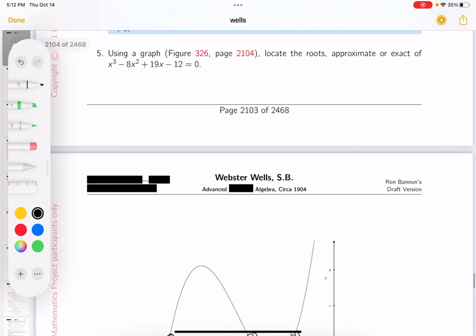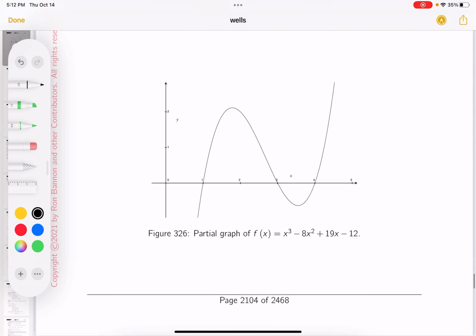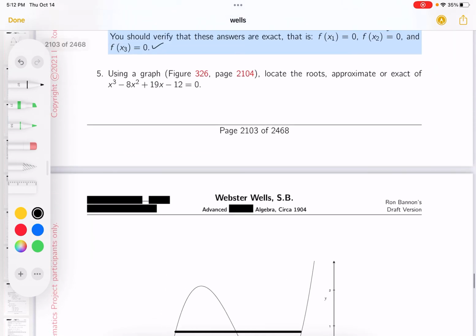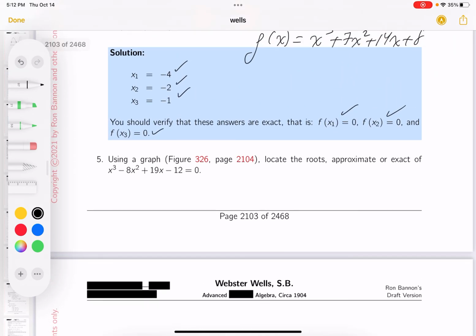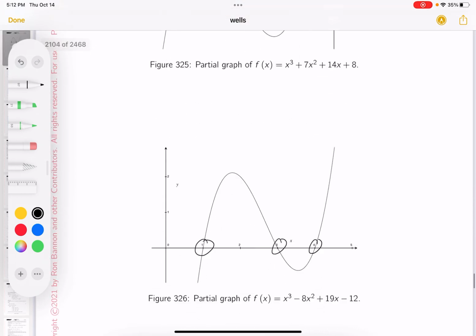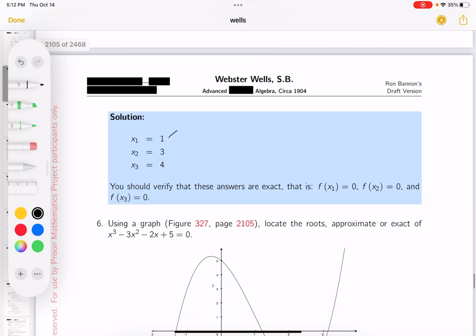Let's look at the next one, which is number 5. They said the graph is figure 326. That's right over here. And I'm looking at it, and again, it looks really simple. I'm not saying they're right, but it looks like 1, 3, and 4. Let me scroll. I put the 1, 3, and 4 down, and then I verified that, in fact, the function evaluates to 0.